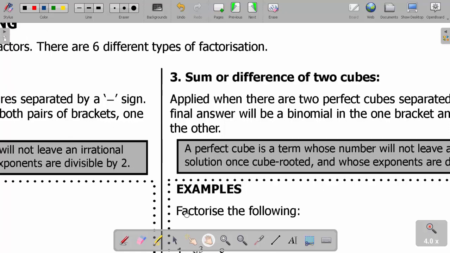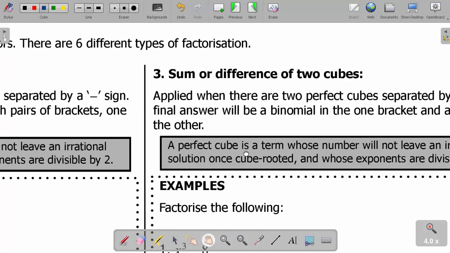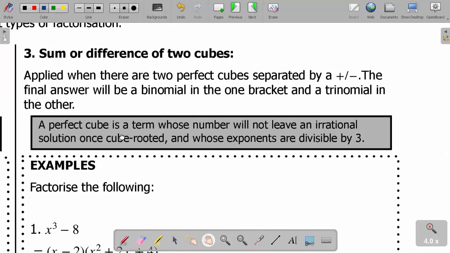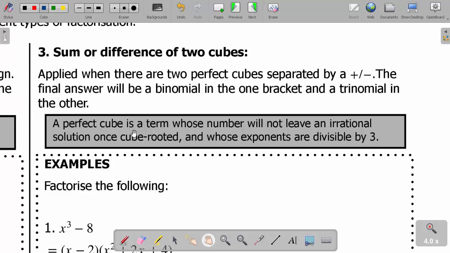Now, sometimes you're going to be required to use sum or difference of two cubes. It is applied when there are two perfect cubes separated by a plus or minus. The final answer will be a binomial in the one bracket and a trinomial in the other bracket. Now, a perfect cube is a term whose number will not leave an irrational solution once cube rooted and whose exponents are divisible by 3.